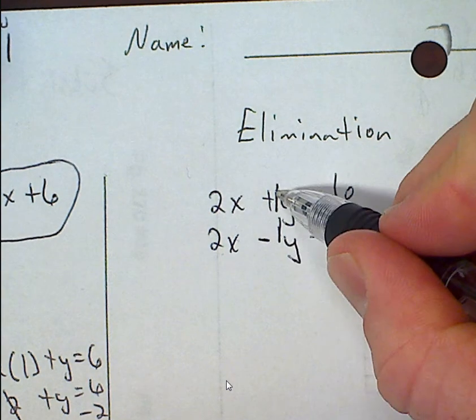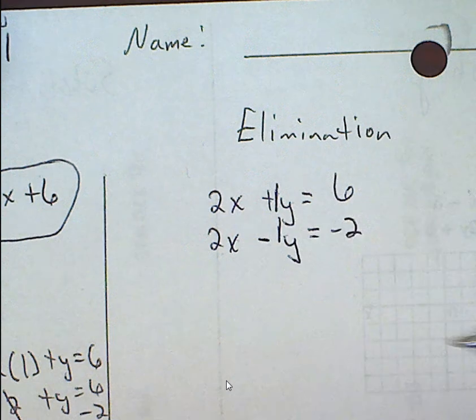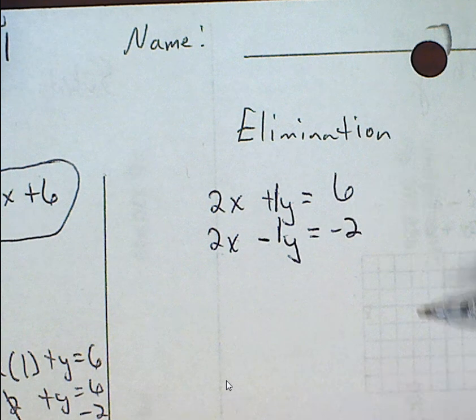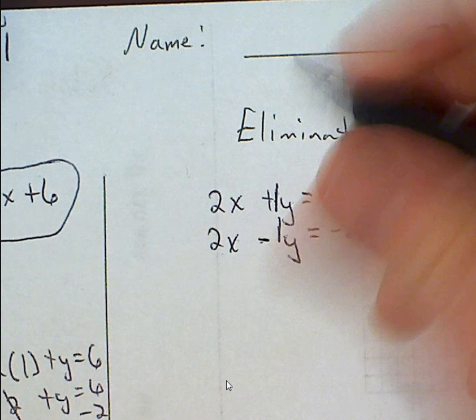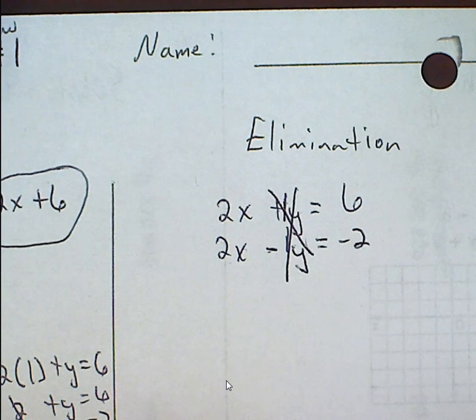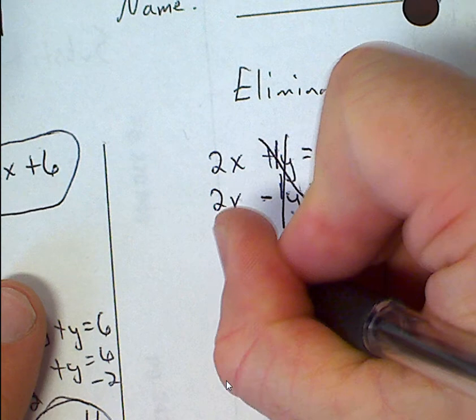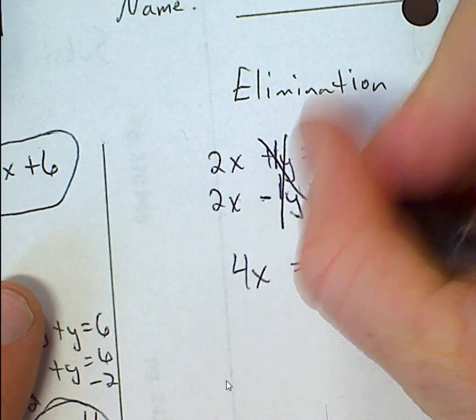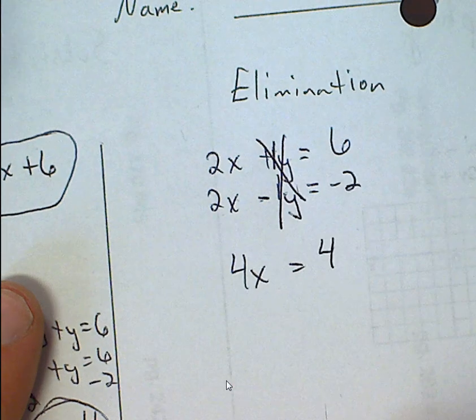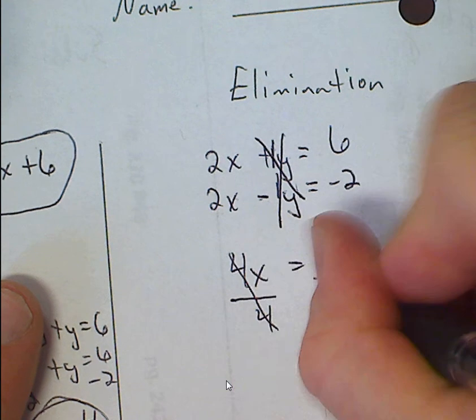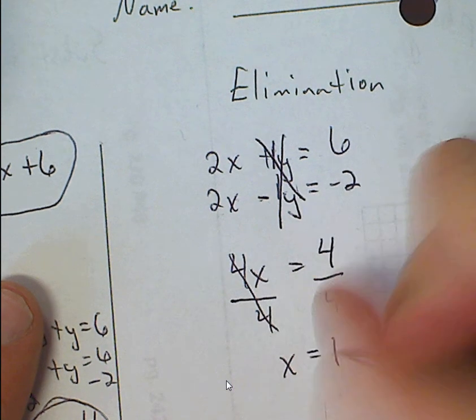This is positive 1, this is negative 1. We actually already have an opposite. So 1 minus 1 gives me 0, so the y's go away, so I don't have to touch this to eliminate. 2x becomes 4x. 6 minus 2 becomes 4. Divide by 4, x equals 1.